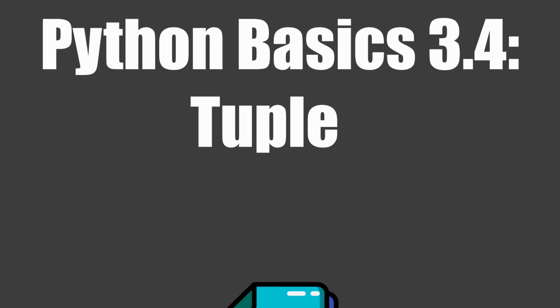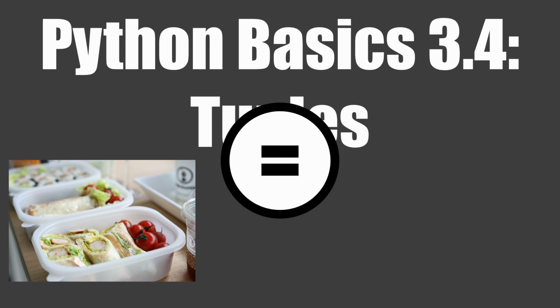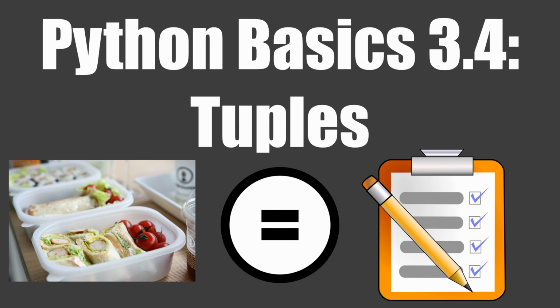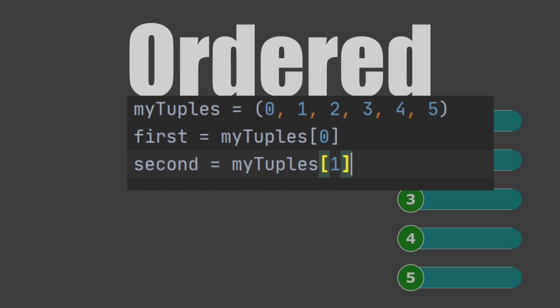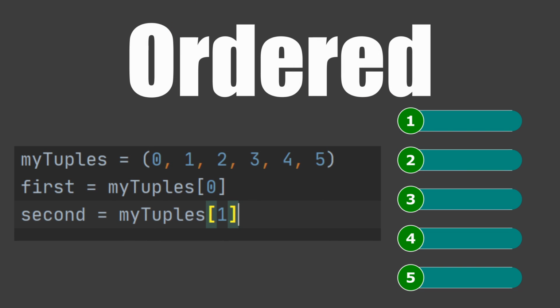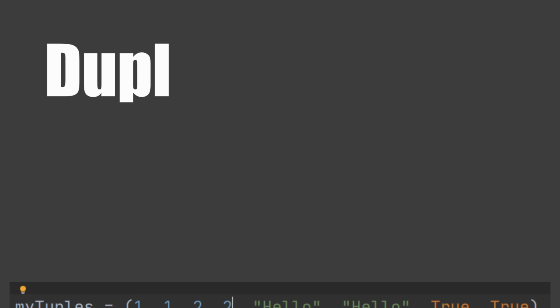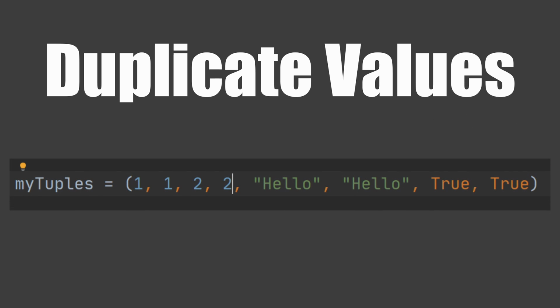Hey guys, so today we're going to be going over tuples. Tuples are basically lists, but they have a few different properties. First, tuples are ordered, so that means you can index them, you can get a specific item at a specific index if you want. They also allow for duplicate values, meaning that you can have two same items that contain the same data.